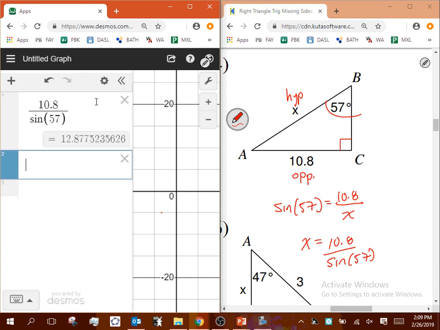Now, let's go through the process again, but use angle A instead. Do you know angle A? Yes. What's angle A? 33. So go through the process and find the answer for x using angle A being 33 degrees.